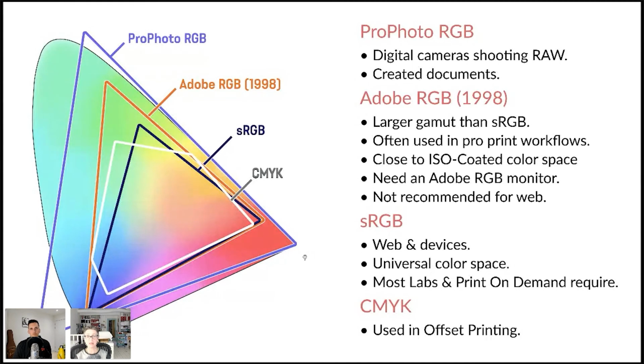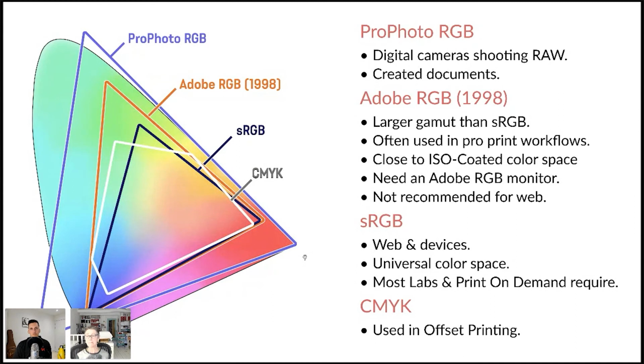Anything for the web should be sRGB, and saving things that are meant for iPhone or iPad should be sRGB. But there's also some printing that's sRGB. A lot of labs and print on demand services will ask you for a 300 PPI sRGB file. And there's a big argument about this. I see different articles on it.